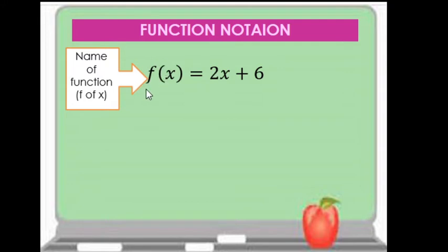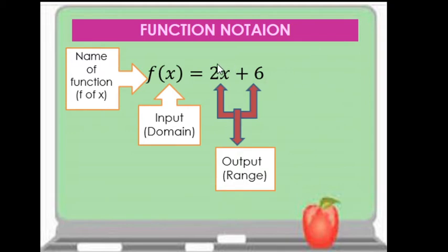So dito sa f, pwede rin tayong gumamit ng ibang letters. Pwedeng g, h, or kahit anong letters. Pero ang mas madalas na ginagamit natin is f of x, or yung letter f para dito. Next. So this is the input or the domain. So yung x dito, siya yung input. So ito yung ating papalitan mamaya ng mga variables. So yung x. And this is the output or range. So yung output, nakadepende doon sa ating input or dito sa domain.